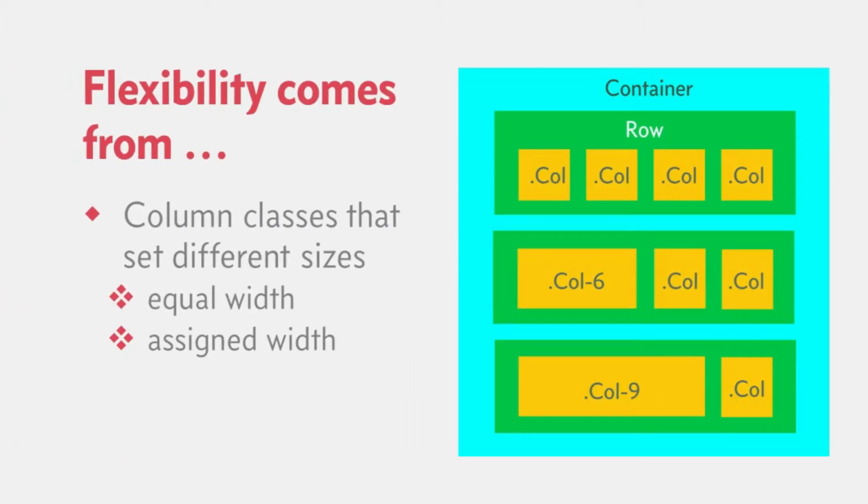Most of the flexibility that the Bootstrap grid provides is found in using different types of column classes. For example, you could use classes to create a number of equal width columns within a row, as in the first row in this example, or you can use column classes to create multiple unequal width columns by assigning the different columns different amounts of space within the row.